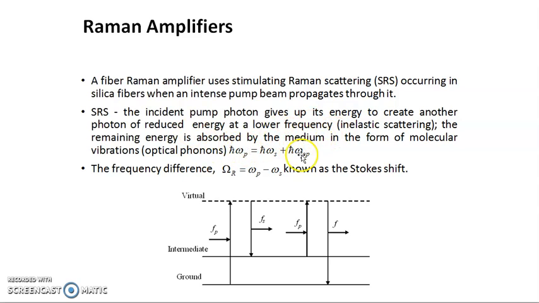The remaining energy is absorbed in the given medium in the form of molecular vibration, that is called the optical photon. The frequency difference occurs, and that is called a Stokes shift. This shift is to a longer wavelength, so that's why it is called the Stokes shift. Power transfer to the higher wavelength occurs over a broad spectral range of 80 to 100 nanometers.